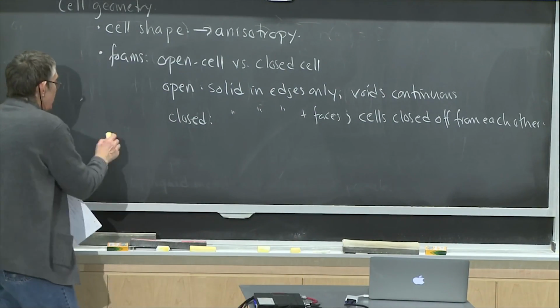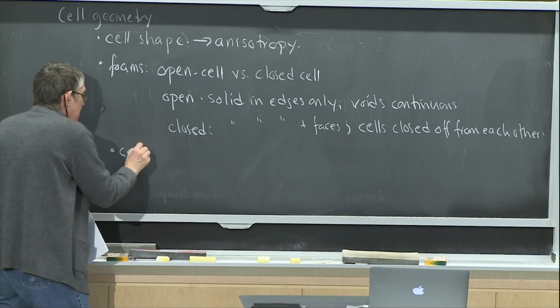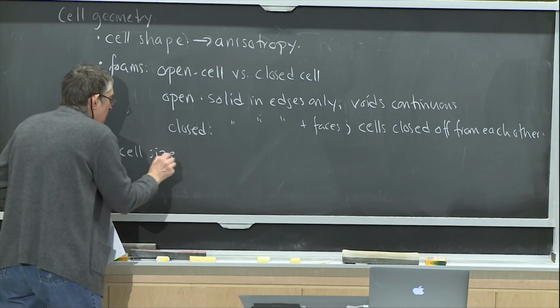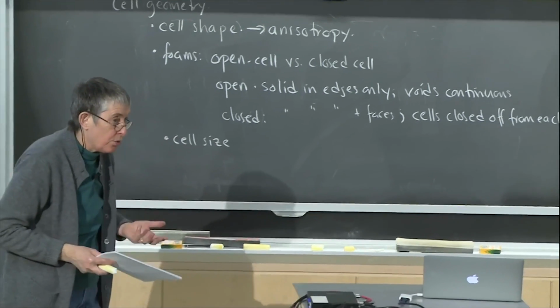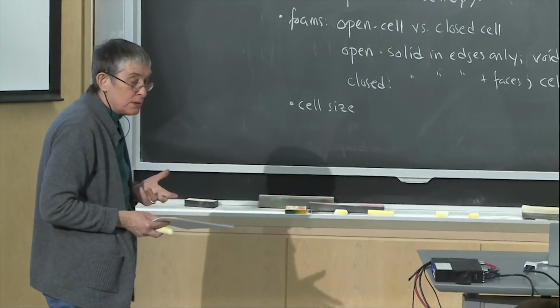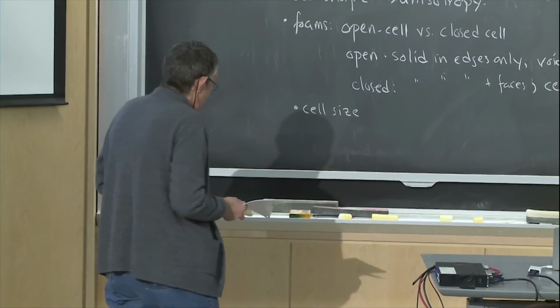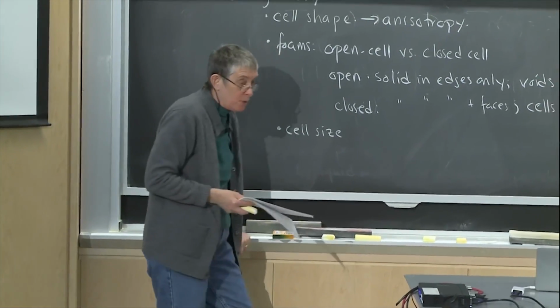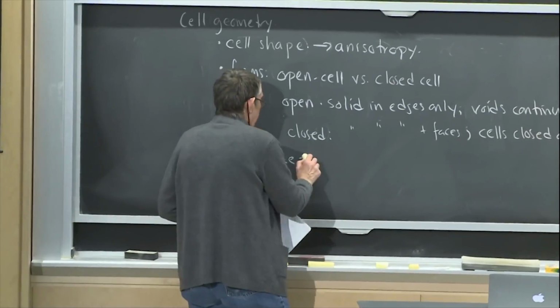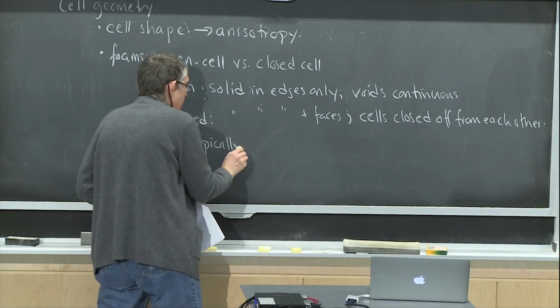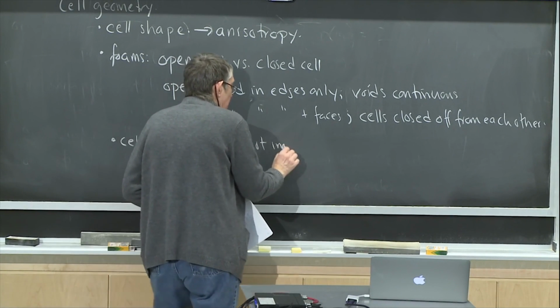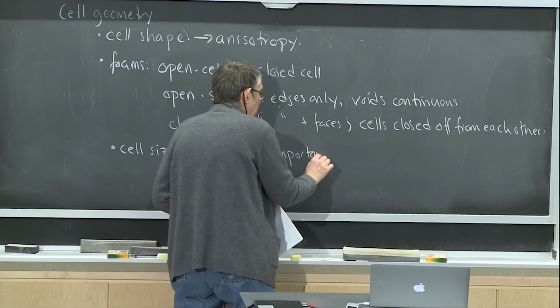Another feature of the cell geometry is the cell size. And the cell size can be important for things like the thermal properties of foams. It's important for things like the surface area per unit volume. But typically for the mechanical properties, it's not that important. And we'll see why that is when we do the modeling.